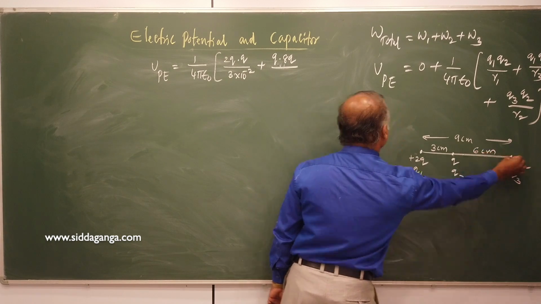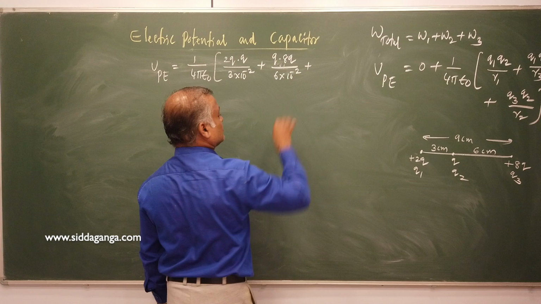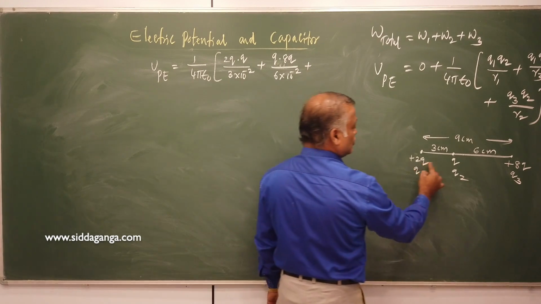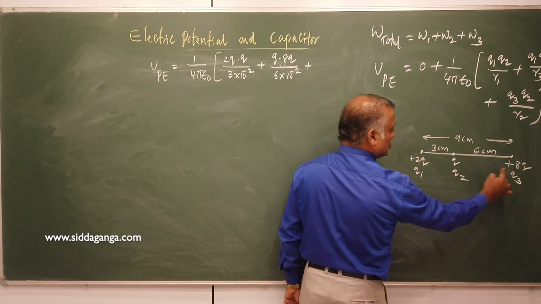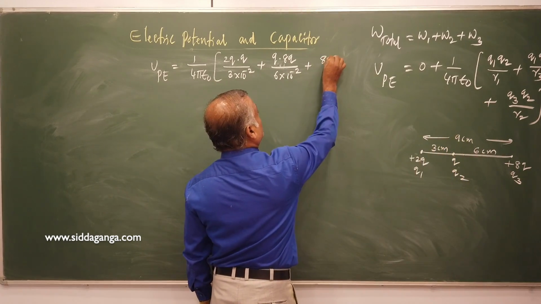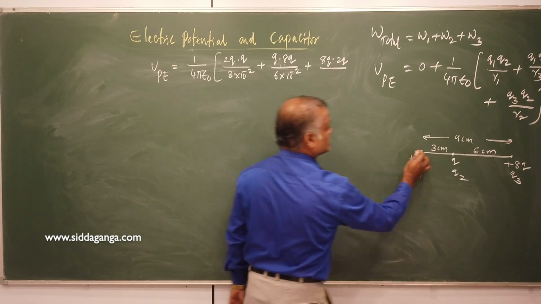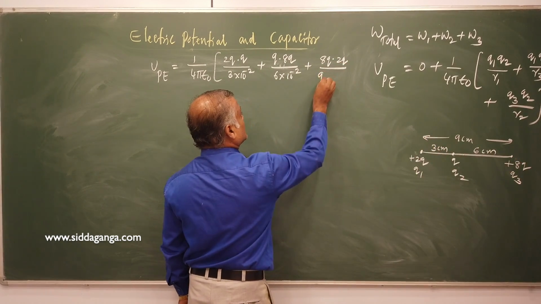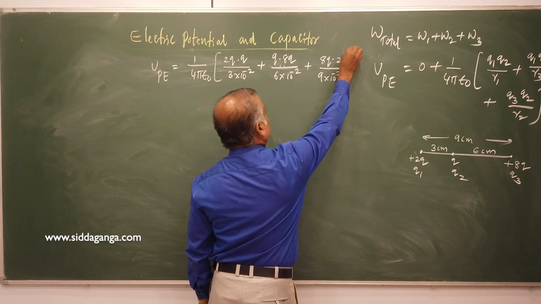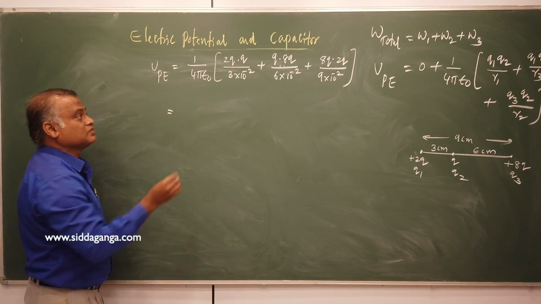6 centimeter, plus Q2, Q3, then last Q3, Q1, 8Q into 2Q divided by, what is the separation between the last extreme charges? 9 into 10 to the power of minus 2. So now you can simplify according to your speed.